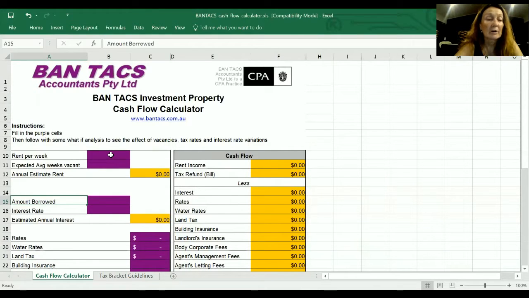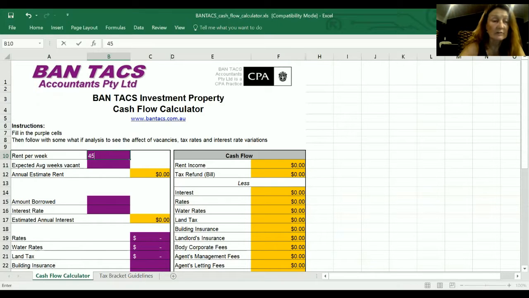Now, later on, I'll talk to you about how to find out what the likely rent the property will earn is and that sort of stuff. That's a future webinar. So let's just assume $450 a week rent and maybe 2 weeks vacancy. Then the amount borrowed, $500,000. Got too many there.